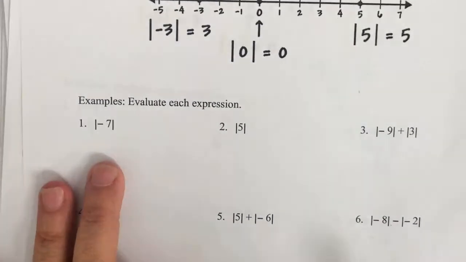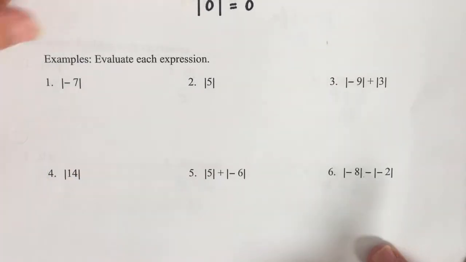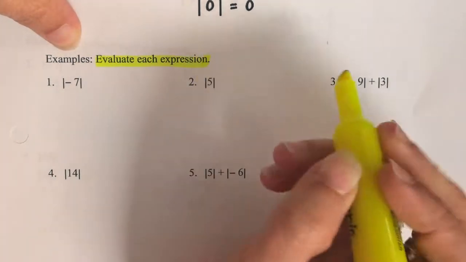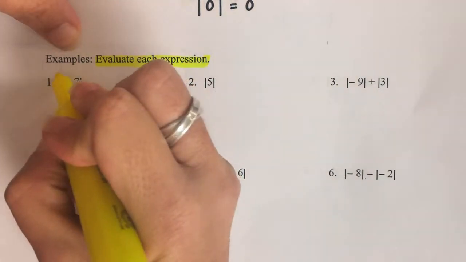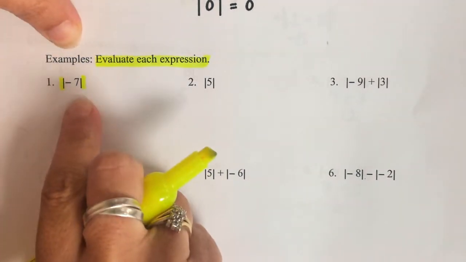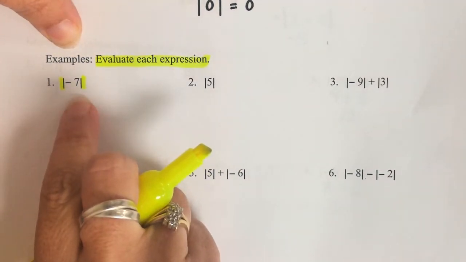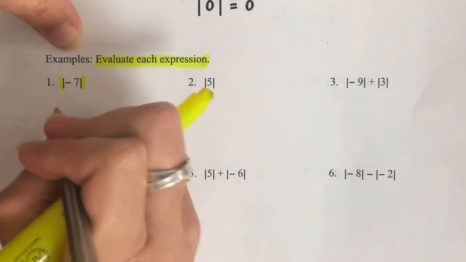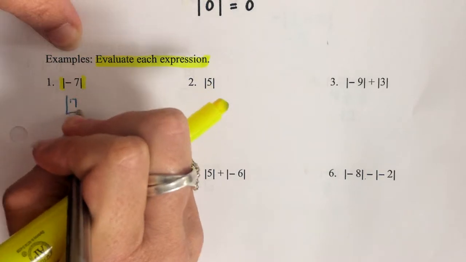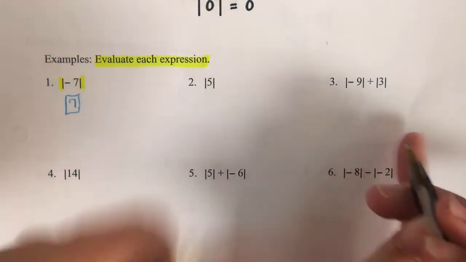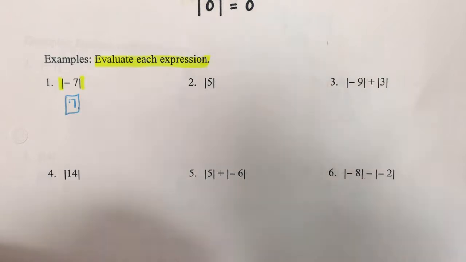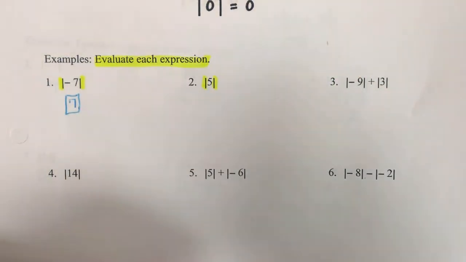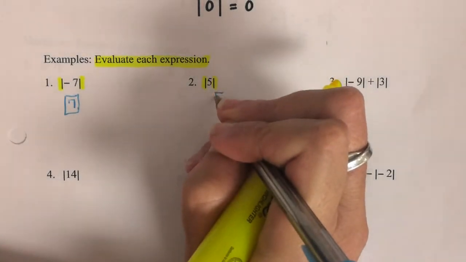So like on this example, first off, when it says evaluate each expression, that means figure out an answer to it. Okay? When you see this, it is literally asking you, what is the absolute value of -7? 7. Done. It is 7. You put a 7. I'm going to put a box so y'all might know it's real. Okay. So it is just 7. Number 2 is asking you, what is the absolute value of 5? 5. Done. That one's easy.